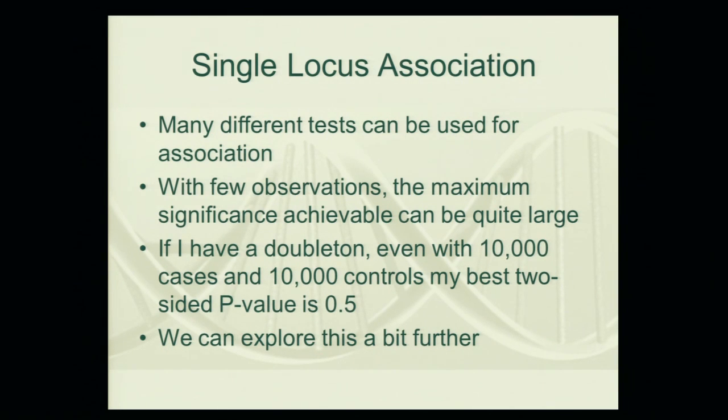So if I've got a doubleton, 2 copies, and I've got 10,000 cases and 10,000 controls, that would still be a large sequencing experiment right now. With only 2 copies, the best p-value I can get is basically 0.5. And I can't do anything with 0.5. I don't know anything about this variant. I don't have enough copies to really tell what's going on. And we can explore the properties of this kind of problem a little bit further.